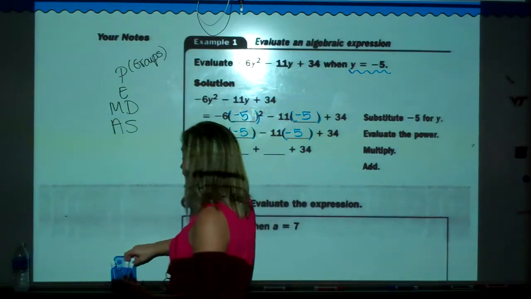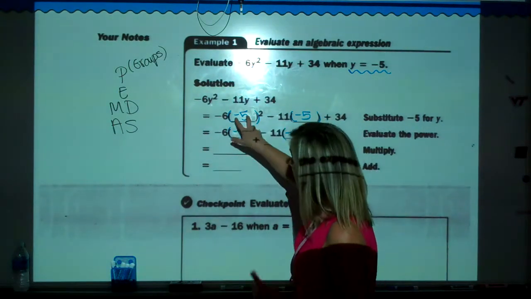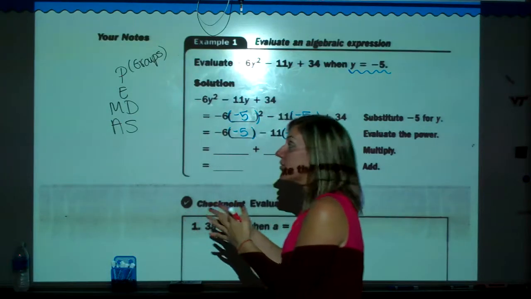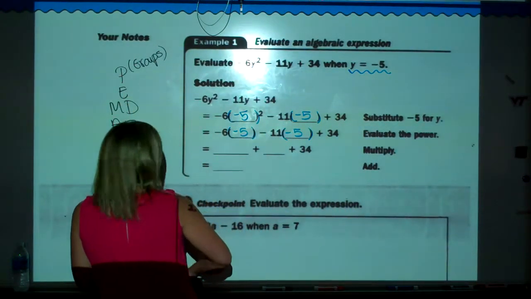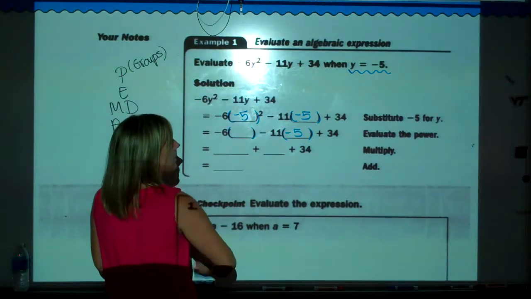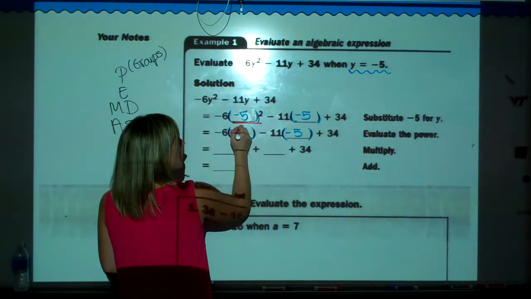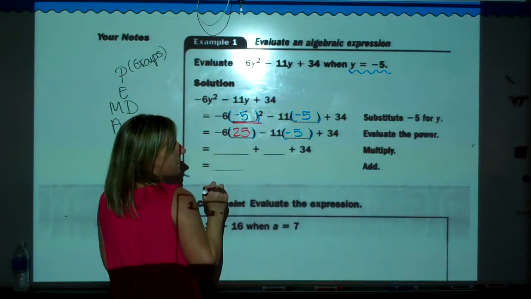So we have parentheses, but they're actually not grouped. It's not like there's anything inside of that. You don't have to do anything inside. So that's why we jump straight to the exponent. So, look at me, I made a mistake right there. The exponent, -5 squared, is a +25.